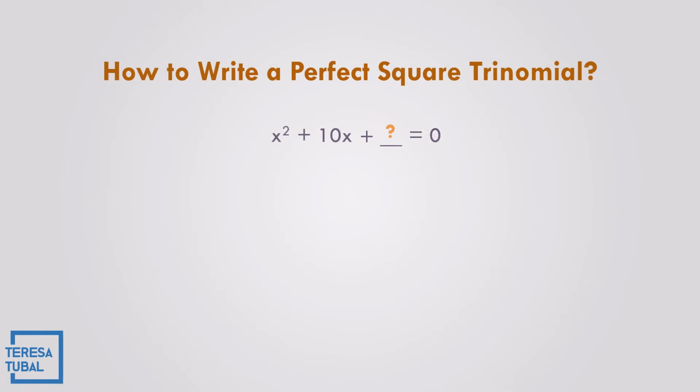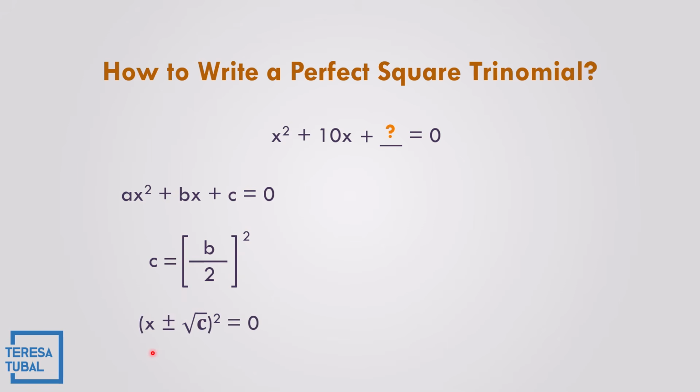How to make this equation a perfect square trinomial? So what could be the solution if the given is a quadratic equation ax squared plus bx plus c equals 0? The formula to get the value of c is equal to the quantity b divided by 2 squared. To get the factored form, that becomes x plus or minus, depending on the value of b. And then whatever is your answer for c, let us get the square root and then square.